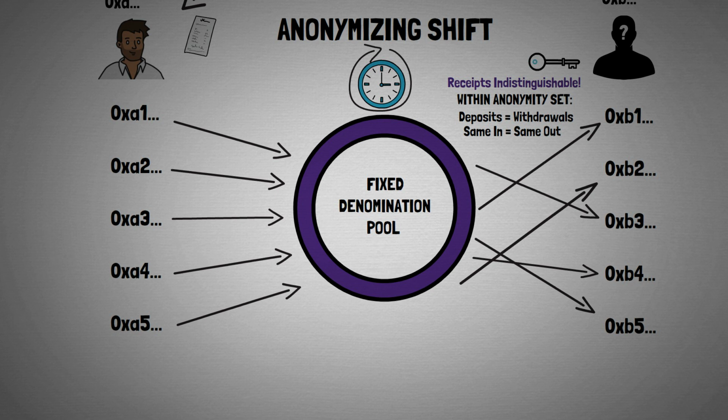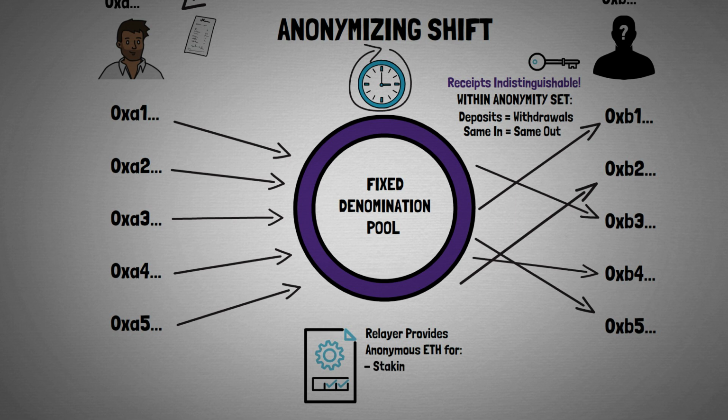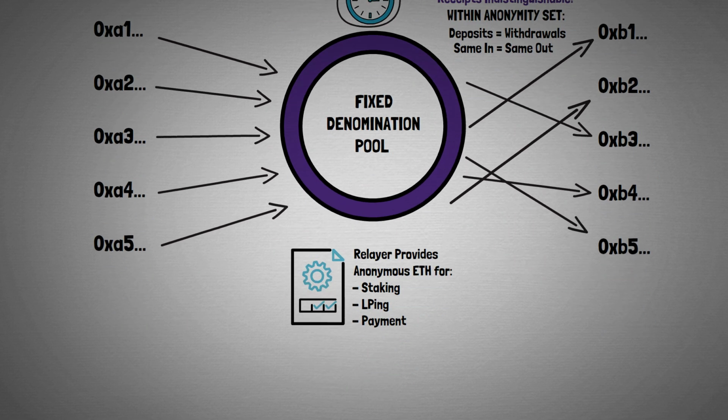And, with the help of a relayer, a user's anonAssets arrive with ample ETH to transact anonymously and immediately, whether that means staking, LPing, or issuing payment. So there you have it.